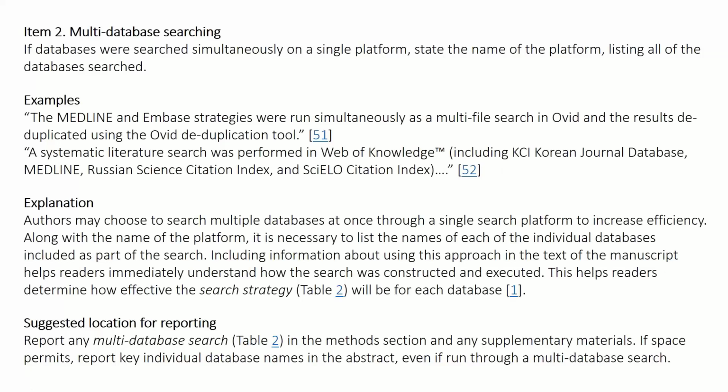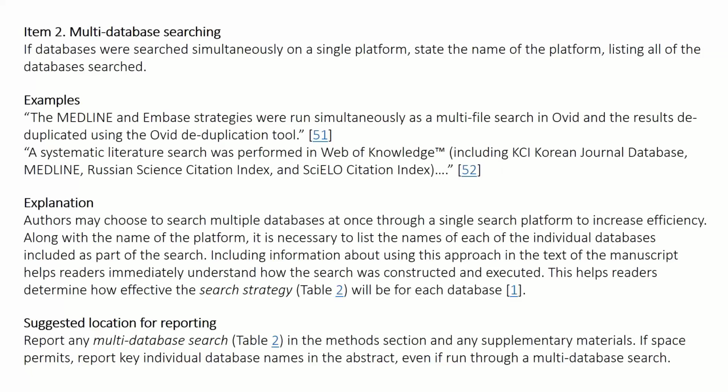Right below that are 2 examples from the literature of where someone has run searches simultaneously on a single platform and reported both of those databases. In some of the different items, you might have 1 example, some you might have as many as 4 different examples, but we tried to give some really good representative examples from the literature. Below that is the explanation component, and this is what really tells you why this particular item is important. It gives any information that you might need about reporting it, giving more details, and so on.